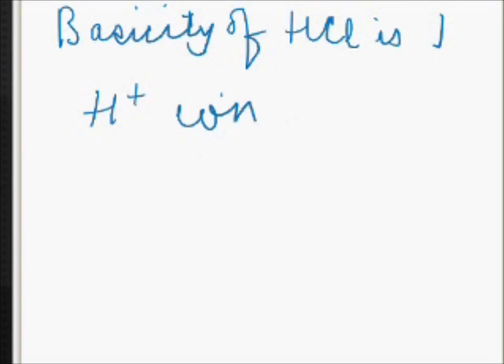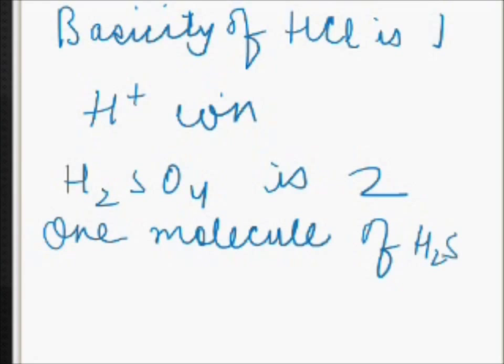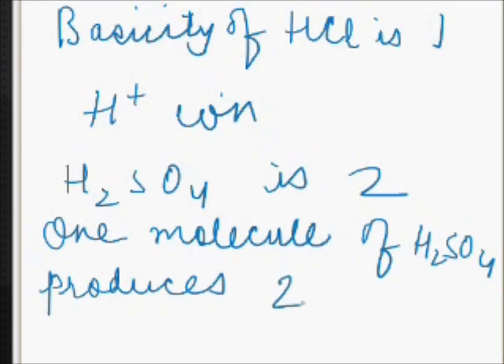The basicity of sulfuric acid. What is the basicity of sulfuric acid? It is 2. Why is it 2? Since one molecule of H2SO4 produces 2 H+ ions in solution. This is the reason that the basicity of H2SO4 is 2.